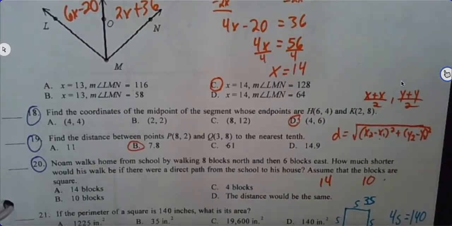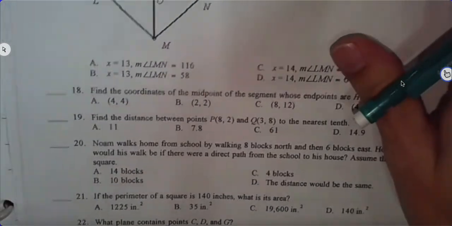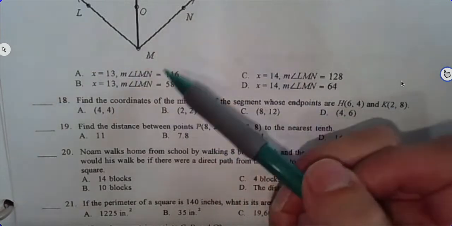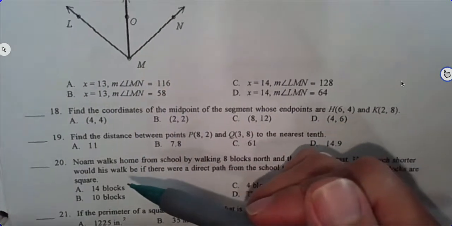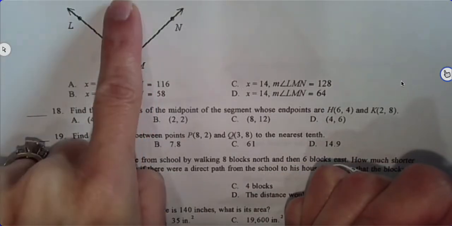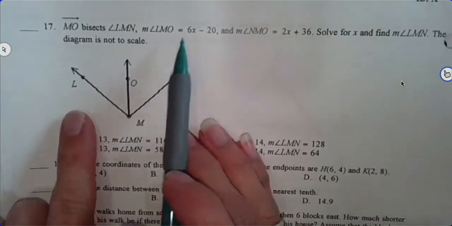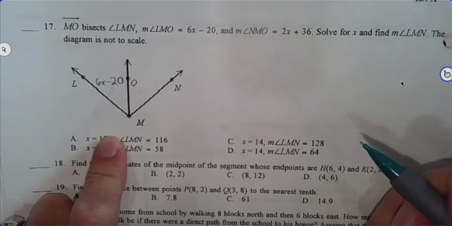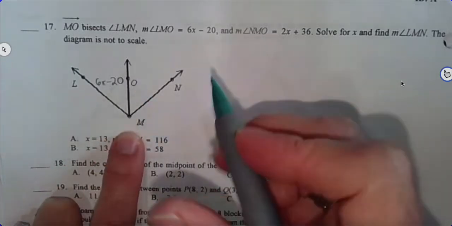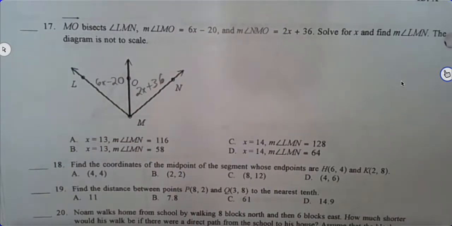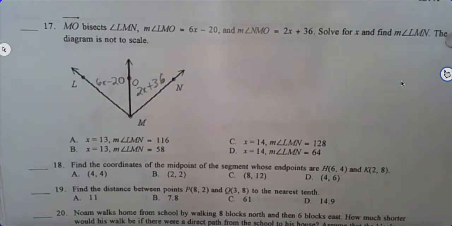I don't even know what all's on here yet. All right, 17. It says that MO bisects this whole angle. What does that mean? It's in the middle, 2 equal parts. Splits it into 2 equal parts. So LMO, I'm going to read what it says, y'all can't see it. LMO is 6x minus 20. What is NMO? 2x plus 36. And what do we do with those two angles? What did I say we do? Set them equal because it's split into 2 equal parts.